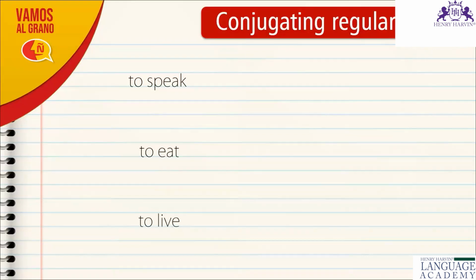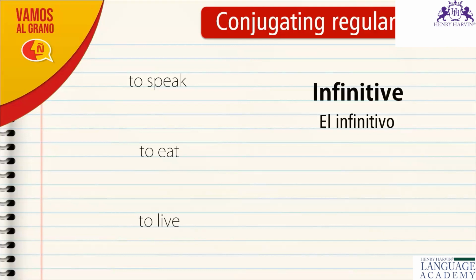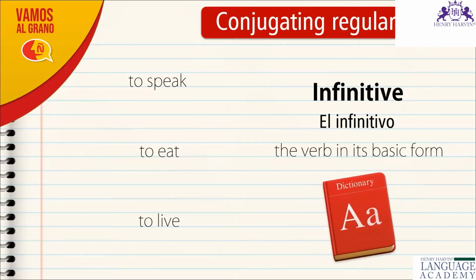These verbs are in their infinitive form. The infinitive form of a verb is the verb in its basic form. It is the version of the verb which will appear in the dictionary. As you can see, in English the infinitive form of a verb is usually preceded by the particle to. In Spanish, you can also recognize the infinitive form of a verb, but not by looking at an extra word like to, but by looking at the end of the verb.